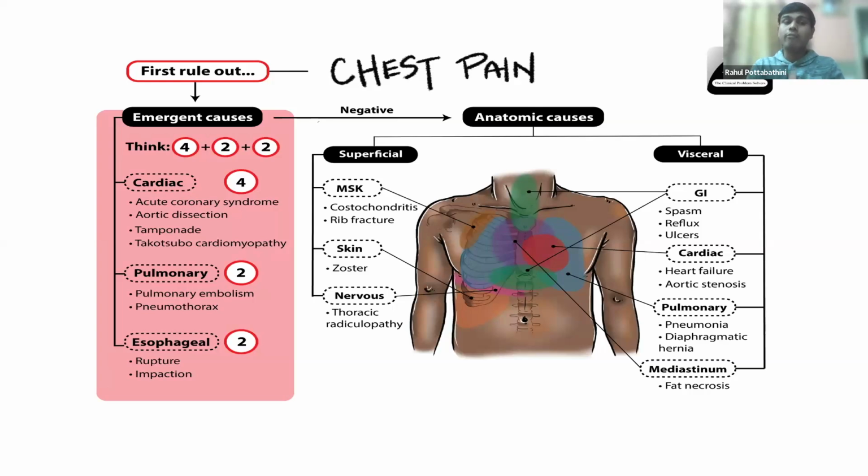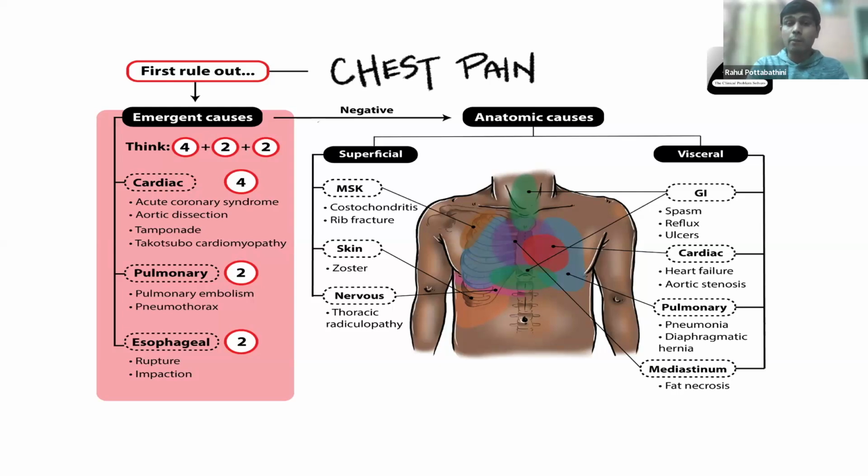Once we are comfortable in ruling out the emergent causes of chest pain, now based on the EKG and other labs, we can tailor our differentials to non-emergent chest pain. It could be musculoskeletal involvement, like costochondritis, or herpes zoster, radiculopathy, GERD-like manifestations, and so on and so forth.